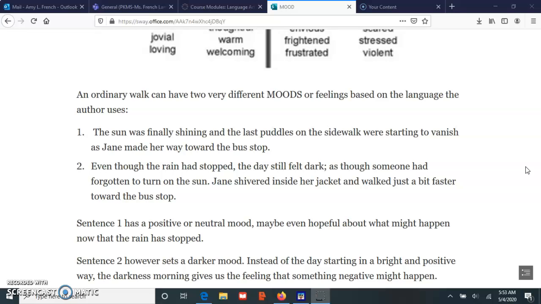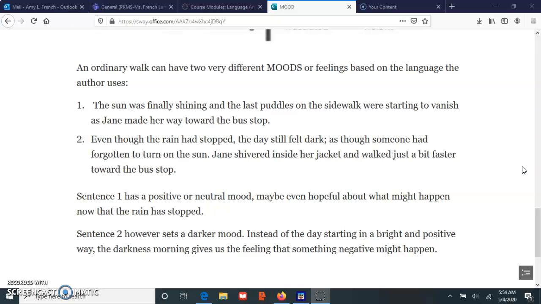Let's look at sentence number 2. Even though the rain had stopped, the day still felt dark, as though someone had forgotten to turn on the sun. Jane shivered inside her jacket and walked just a bit faster toward the bus stop. Sentence number 2 has a much darker tone to it.